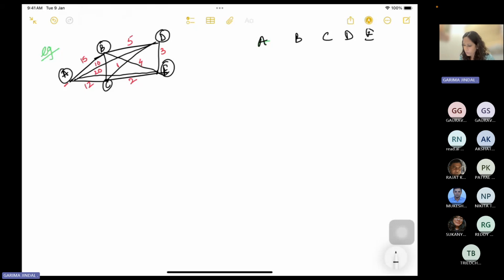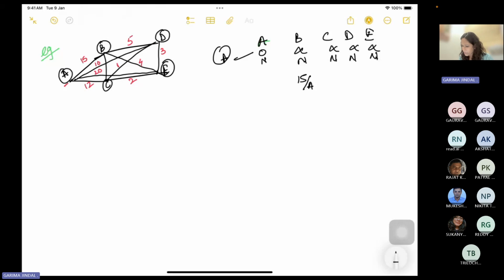Now A is the source and it is not visited. The rest we will initialize to infinity, and these are also not visited. Now from A, I will see where all we can go. We can go to B. If we go to B, then we have 15, and here we will update that we are going from A. So here we selected A.